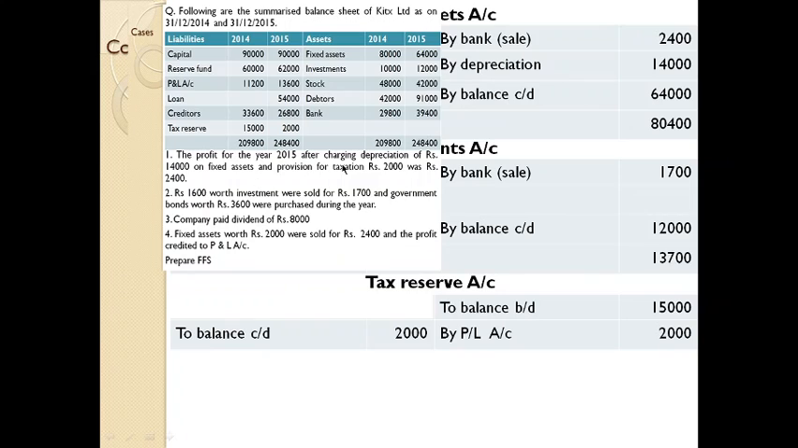So in the additional information it is said that profit is earned after considering this depreciation and tax amount. Here 2,000 is considered in the profit and loss account. That is why we are taking that amount as by P&L account 2,000. So the difference amount will naturally be to cash or to bank 15,000. That is how we have to prepare the tax reserve account. Whenever no additional information is given, you will consider the opening and closing balance as to cash and by P&L. Since there is additional information given in the question, you have to do it accordingly. That is the concept of preparing the tax reserve account.